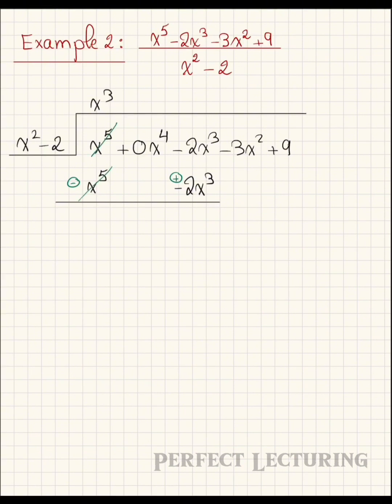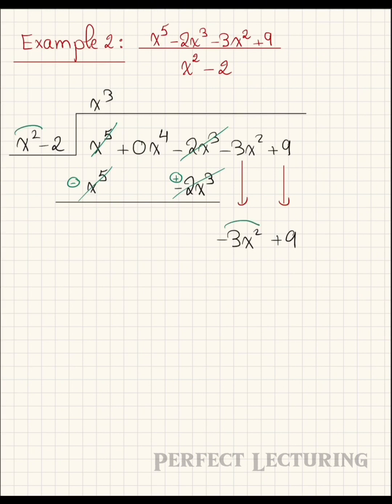So x to the 5 cancels out with x to the 5, as well as negative 2x cubed and positive 2x to the power of 3. Then I move the negative 3x squared down. And let us also move the 9 down as well. Why did I do that? Well, because when you multiply, you're going to end up with 2 terms, which means there is a possibility to add the next term with 9. So this is why I just moved both terms down.